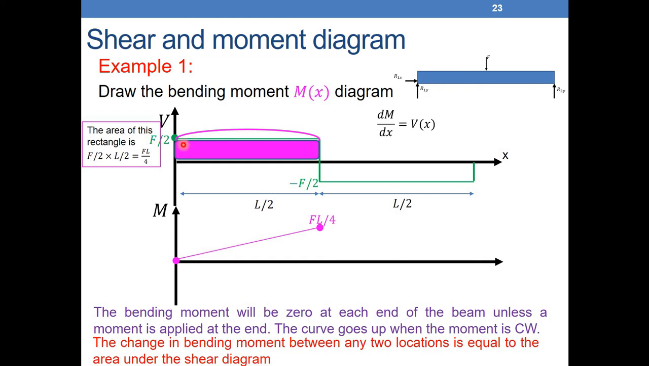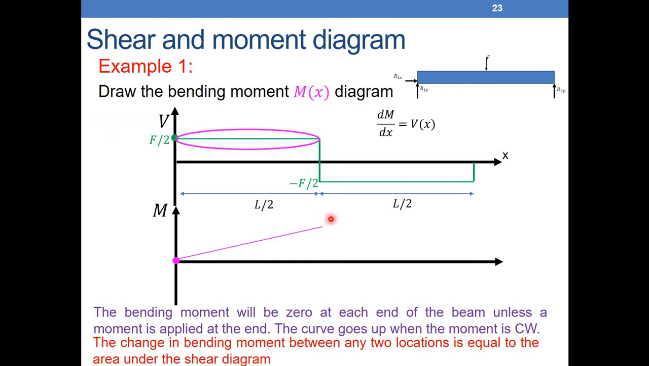What is the area of this rectangle? It's F over 2, this constant here, times L over 2. So F over 2 times L over 2 is equal to FL over 4. So we know that the change between this point and this point is equal to FL over 4, because it's the area under the shear diagram. And we know it's already 0 here, so 0 plus FL over 4 gives us FL over 4.